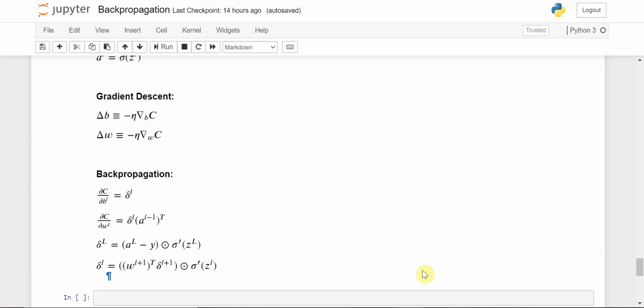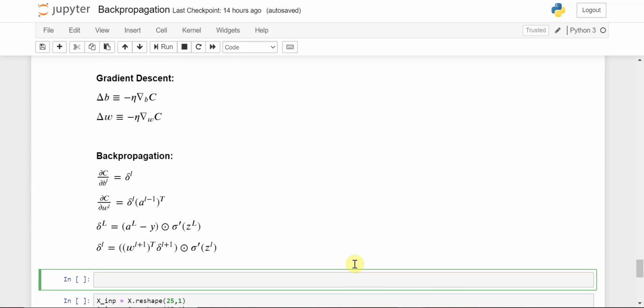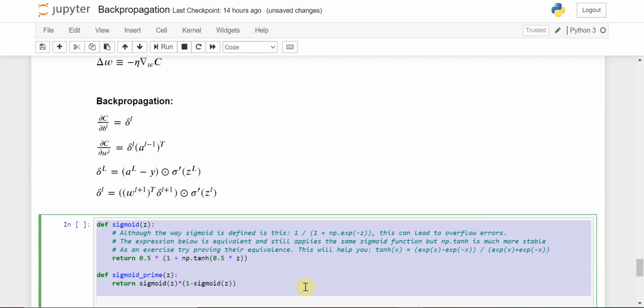That being said, let's code it. First, we define what exactly sigmoid and sigmoid prime are. You might see the tanh right here and wonder why it's there. The expression is still the same, and it still evaluates to our sigmoid function. It just helps with stability in the program. Read these comments for a bit more information.